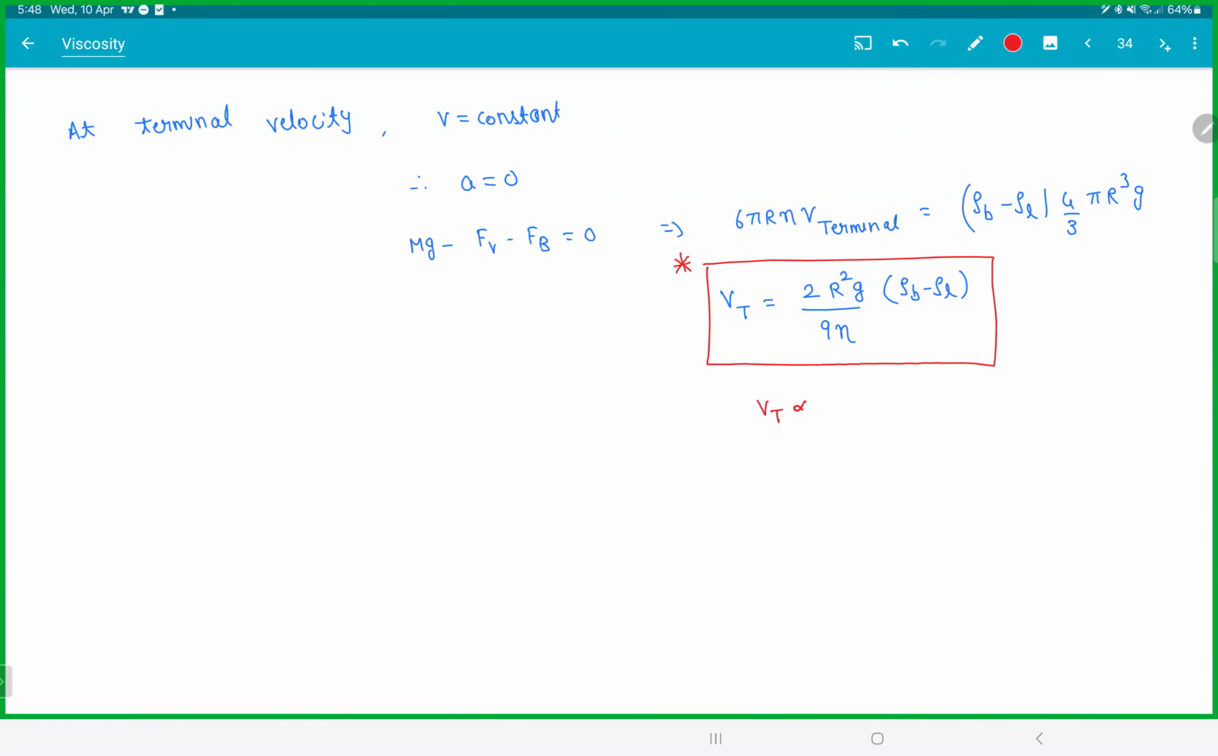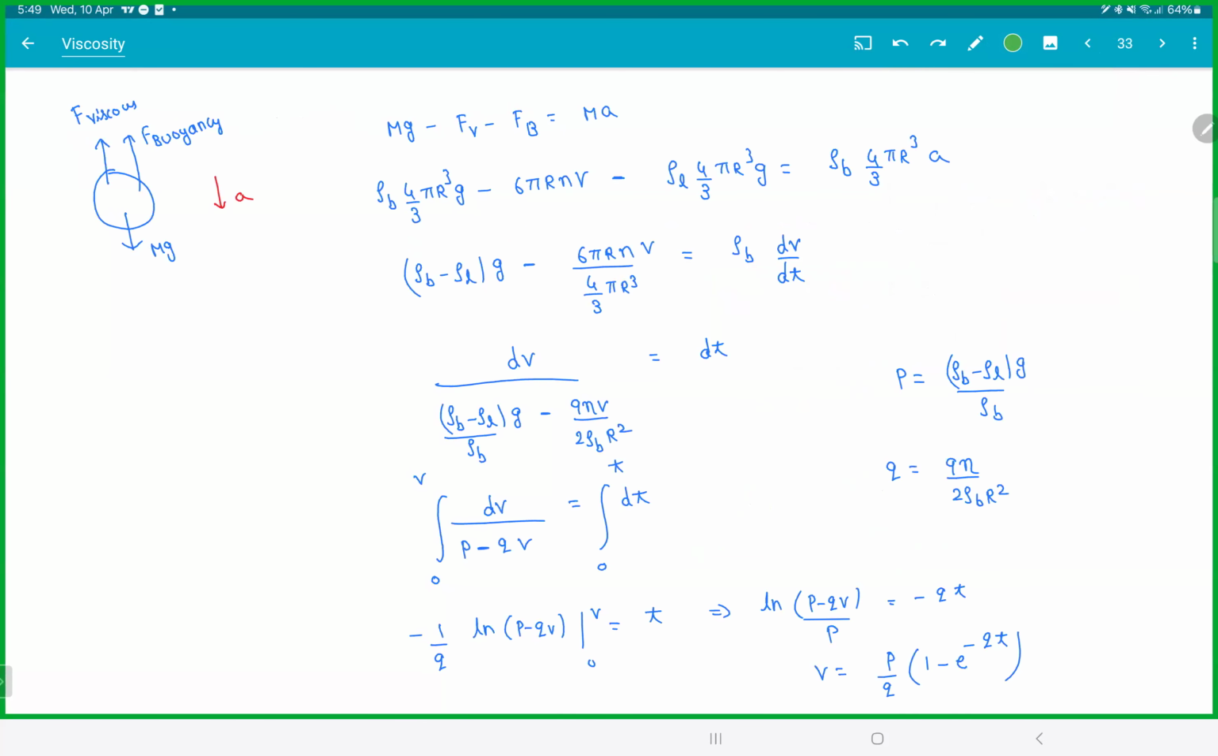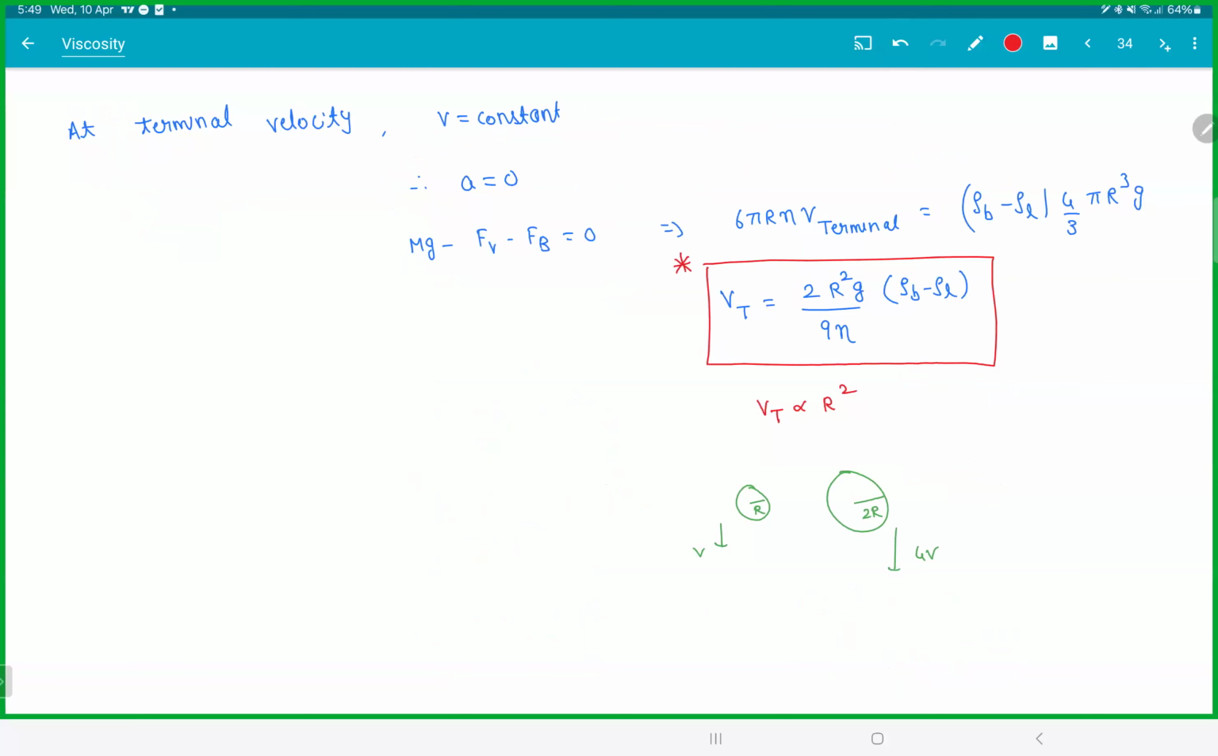And you can clearly see v terminal is proportional to r square. The meaning of this is if you have a ball of radius r and if you have a ball of radius 2r, if this guy goes with v, this guy goes with 4v, assuming everything else is same. Any doubts on this page? Like I said, the moment you have written this equation, physics is done. It just becomes a maths question after this. This one is an easy part.